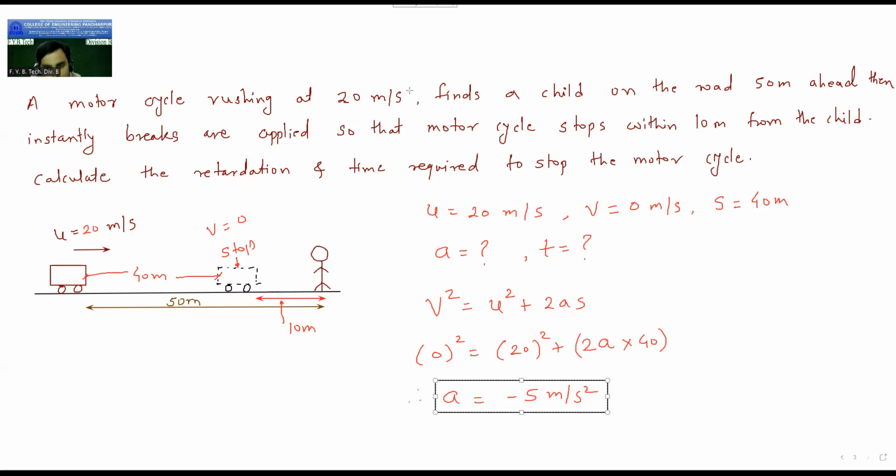So we have got the value of a now, retardation. Now we want to calculate the time. So we know initial velocity, final velocity, acceleration also known to us. So we can use here v is equal to u plus at. So here v is 0, which is equal to u is 20, plus value of a is minus 5, into t, as it is. So therefore t is equal to 20 by 5, it is 4 seconds. Yes, sir. t is equal to 4 seconds.